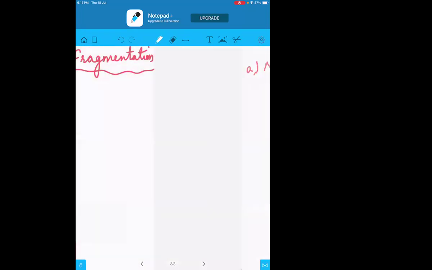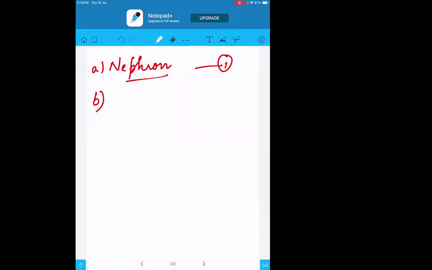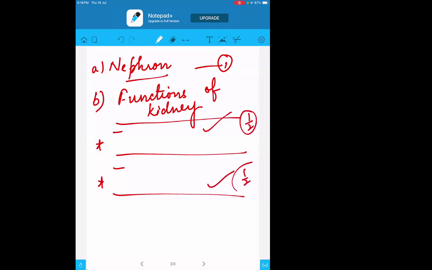Now, second point, suppose they have asked you to write 2 functions of kidneys. What you can do is first write "Functions of kidney" and underline it. This should be your heading. Then leave 1 line and write your first point, then leave 1 line and write your second point. They'll see point 1 and give you half, then point 2 and give you half. Like this, they will be giving the marks.